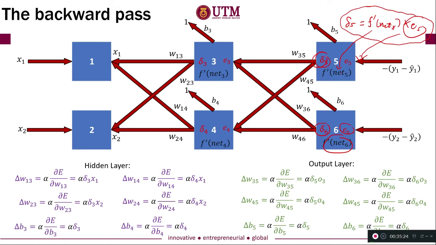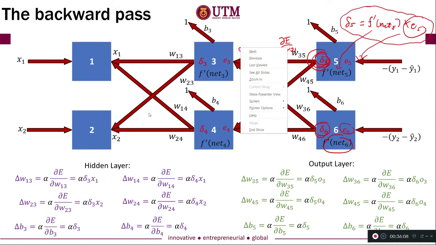So once you get the value of this one and this one, at the output layer, to find the update of W35, in other words, you want to find del E over del W35, you multiply this one and there's an O3 over here.